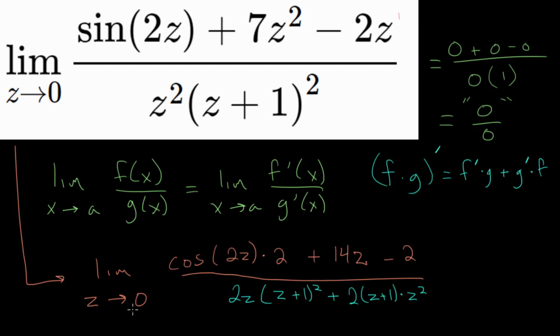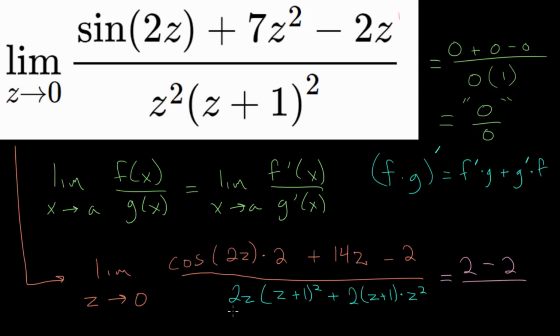At this point, we can try plugging in our z value of 0 and seeing if we get an indeterminate form or if this actually evaluates to something. So let's plug in z is equal to 0 here. We get the cosine of 0, which is 1, and 1 times 2 is 2. Then we get 14 times 0, which is 0, and we subtract 2 from that. So our numerator will be 0.